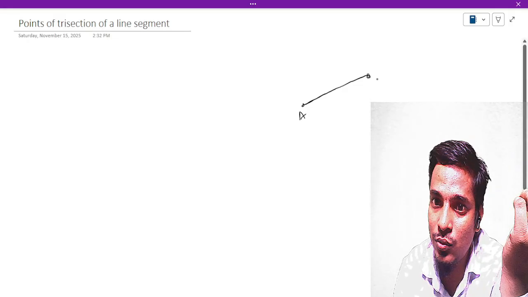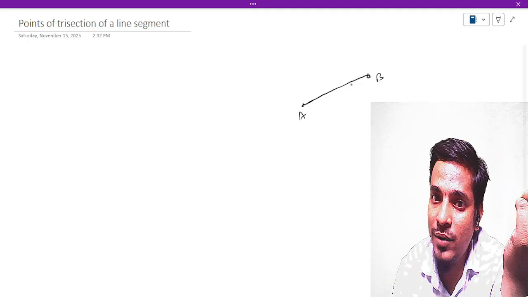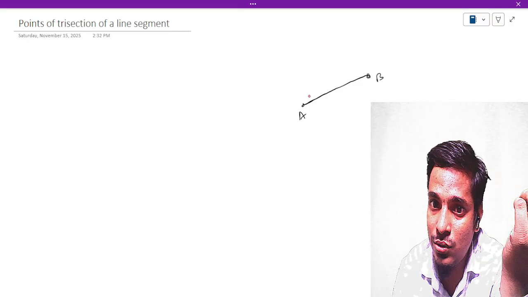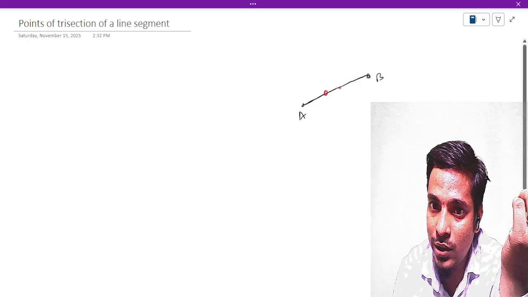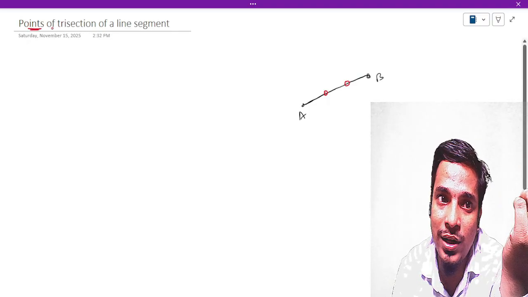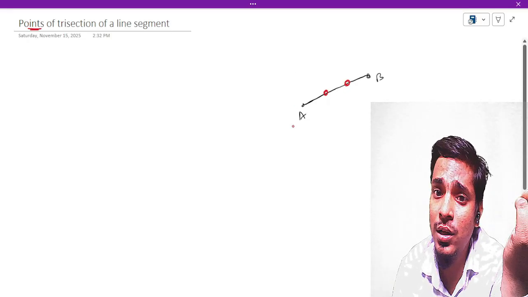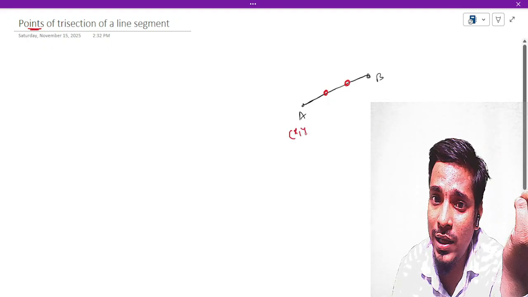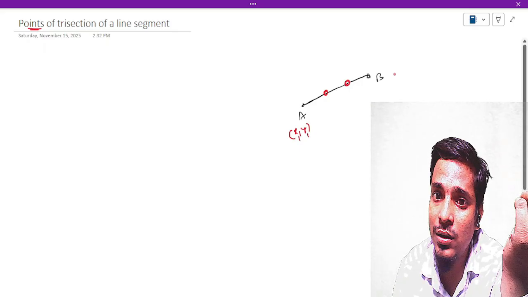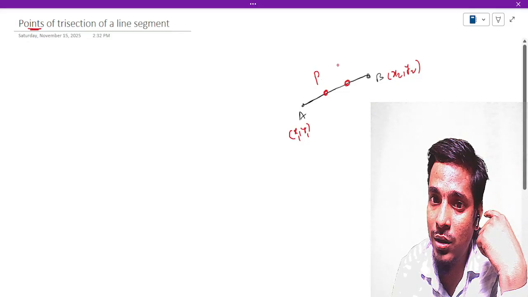Let's say A and B are the 2 points over here. With these 2 points we are getting a line segment. So we need to find those points which will divide this into three equal parts. Let's say one point is over here, another point is here. So point of trisection means more than 1 point, right? 2 points over here. This is the 1 point, this is the other point, right? So if this is x1, y1 and this is x2, y2, we need to look for the coordinates of this P and the coordinates of this Q.